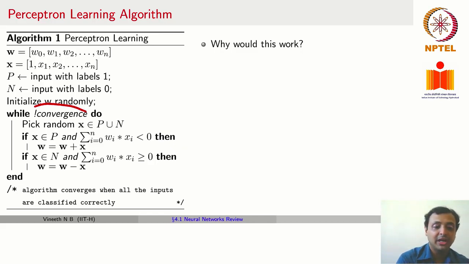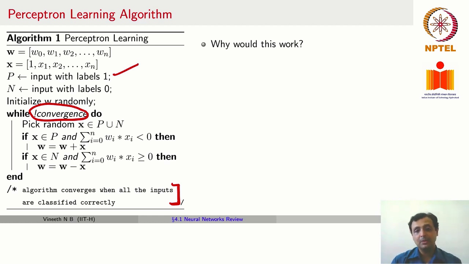Now we have a termination criterion here which says until convergence, keep doing this. So how do you converge? You converge when all of your inputs are classified correctly by the w's that you have. What does classified correctly mean? For all your data points in P, the output of your perceptron was greater than or equal to 0. And for all your inputs coming from the set N, the output of the perceptron is less than 0. Okay? That's the overall idea of the perceptron learning algorithm.